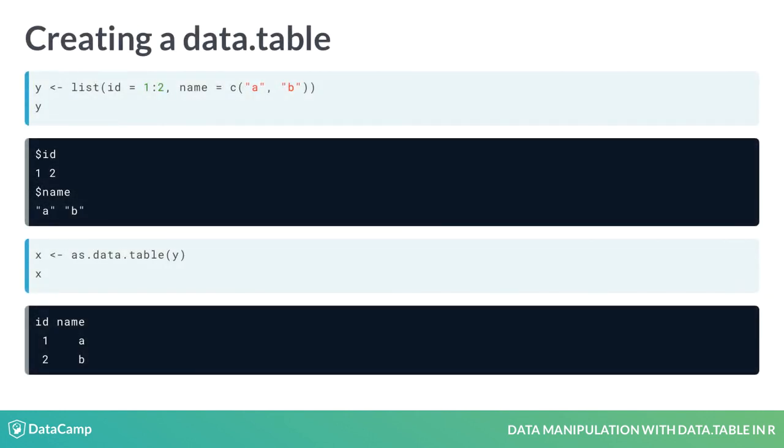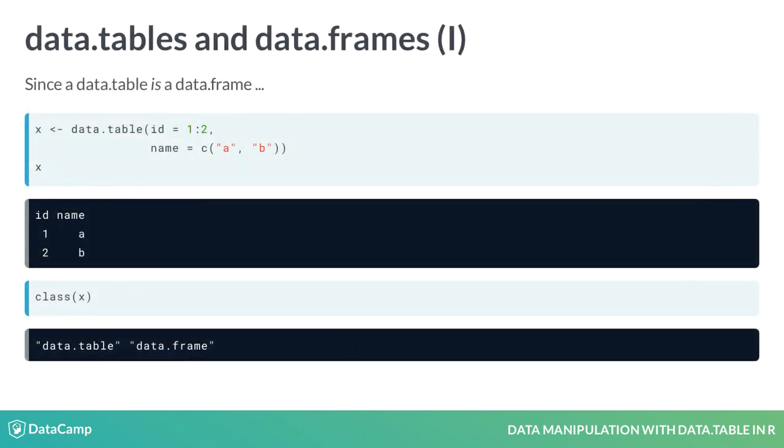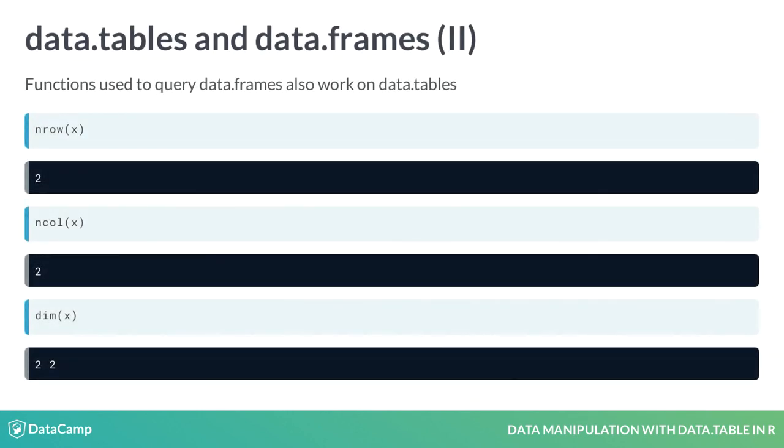To convert an existing R object to a data table, you can use the as.data.table function. As you can see here, we converted the list y to a data table. As mentioned earlier, a data table is also a data frame, and you can confirm that here from the output of class. And thus, you can use all the functions you would use on a data frame on a data table. nrow, ncol, and dim, for example, return the number of rows, columns, and dimensions of a data table as it would on a data frame.